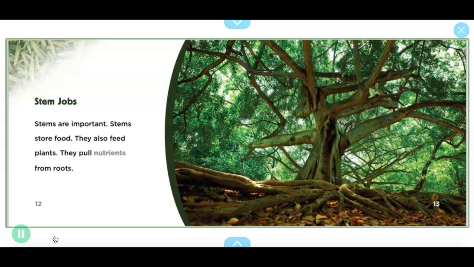Stem jobs. Stems are important. Stems store food. They also feed plants. They pull nutrients from roots. So it says right here that they pull nutrients from the roots. So the roots are in the ground, like we talked about in a previous video, and they soak up nutrients from the soil, and the stem brings it to other parts of the plant.